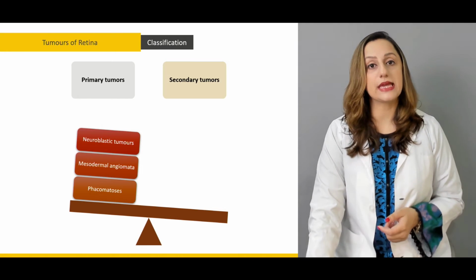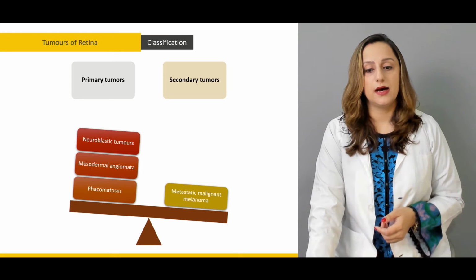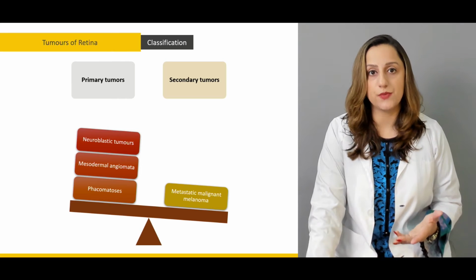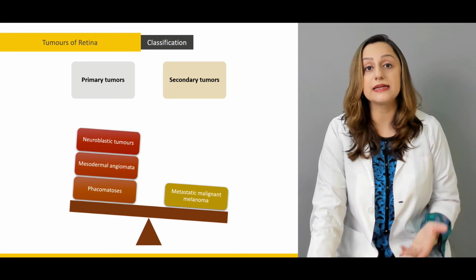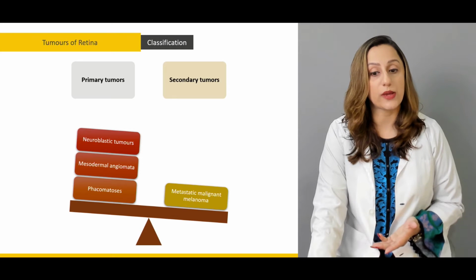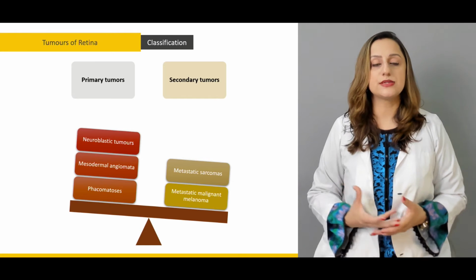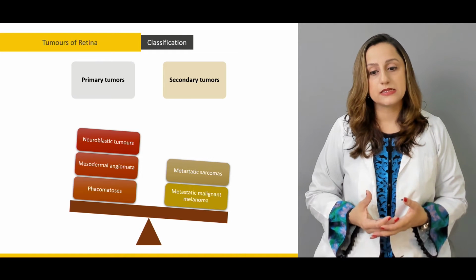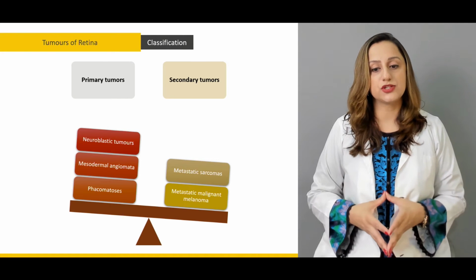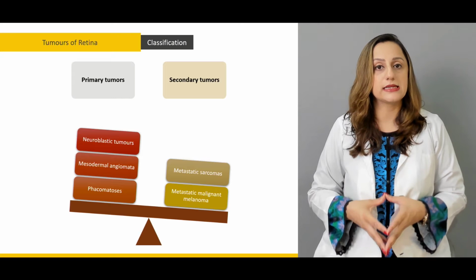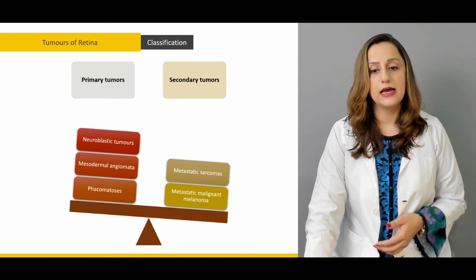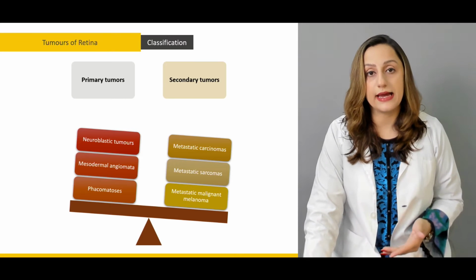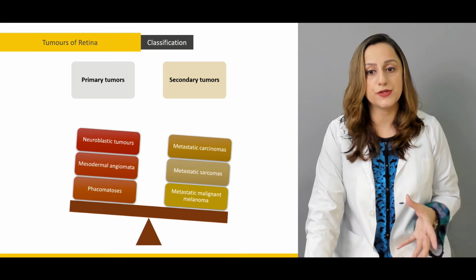Then we can have the secondary tumors, on the other hand. Tumors can metastasize from different areas of the body. It can be the metastatic malignant melanomas on one hand. Melanomas are usually traveling from the skin towards the eye. So it can be one of the metastatic conditions. Then you can have the metastatic sarcomas in these patients. We can have the metastatic carcinomas that are, again, malignant in their nature.